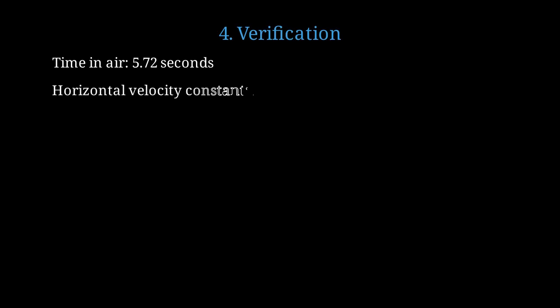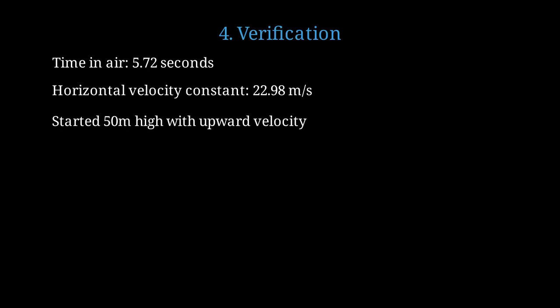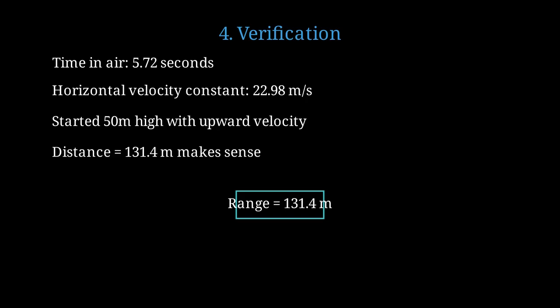Let's verify our answer makes physical sense. The projectile is in the air for 5.72 seconds. The horizontal velocity remains constant at 22.98 meters per second throughout. It started 50 meters high with an upward velocity component. So a horizontal distance of 131.4 meters makes perfect sense. Our final answer, the projectile lands 131.4 meters from the base of the cliff.